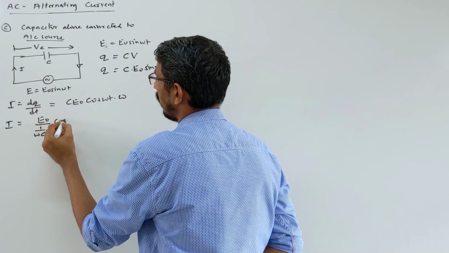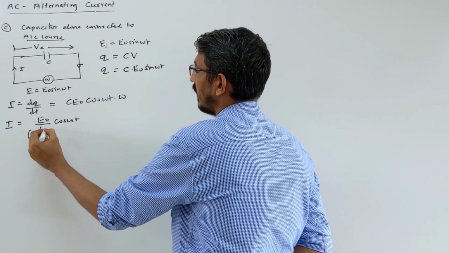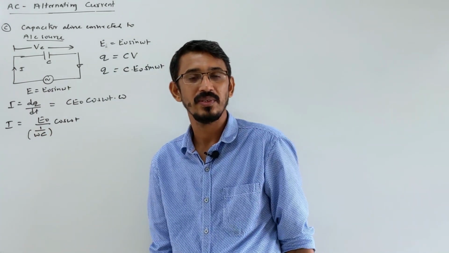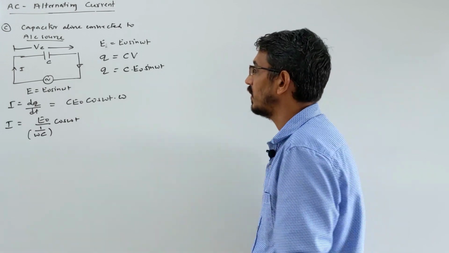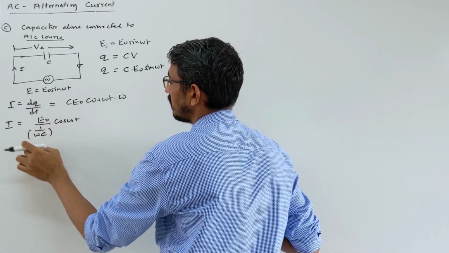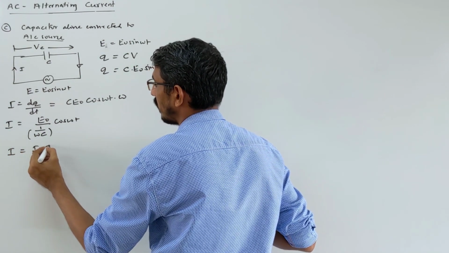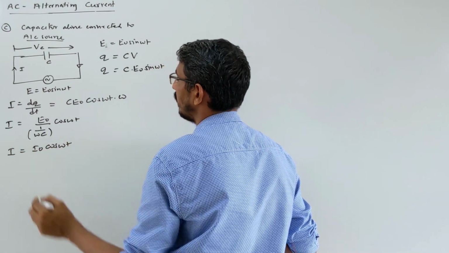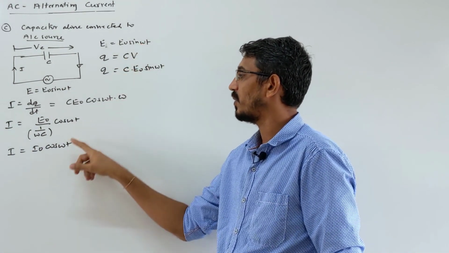And cos omega t. So this term is called what? The resistance offered by a capacitor toward an AC current is called capacitive reactance. Okay, so current is voltage by resistance, and you can call this the maximum current also. Simply you can write the equation I is equal to I naught cos omega t, correct?